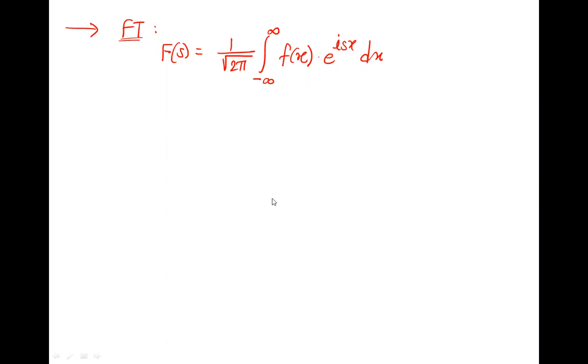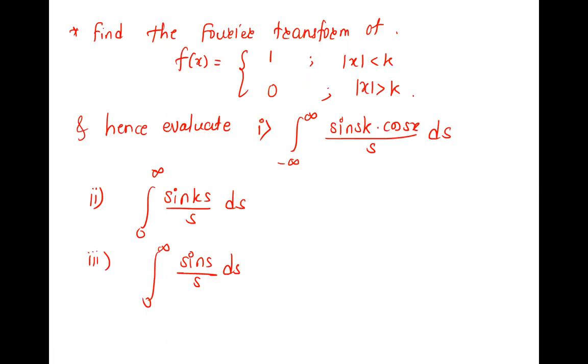For that, you should write the function f of x. F of x is defined on mod x is less than k. What does mod x is less than k mean? Minus k is less than x is less than k. Very good. In the region where x is greater than k, the value of the function is 0, so there is no need to consider that. So the function has value 1 on this interval.